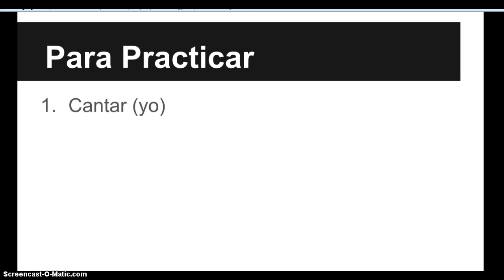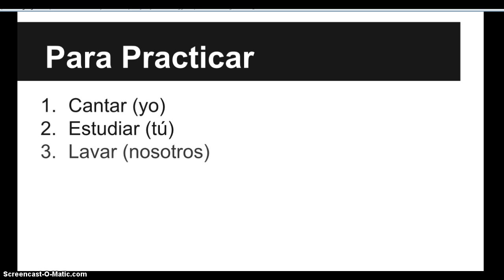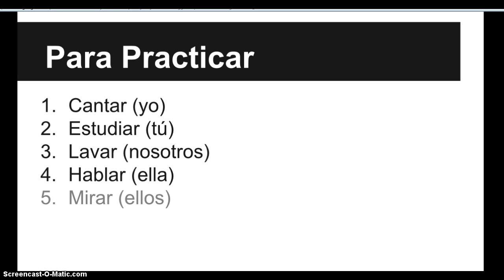So para practicar, just take out a piece of paper, some scratch paper, and just write these down. See if you can apply what you just learned. So cantar en la forma yo. Estudiar en la forma tú, lavar en la forma nosotros, hablar en la forma ella, y mirar en la forma ellos.